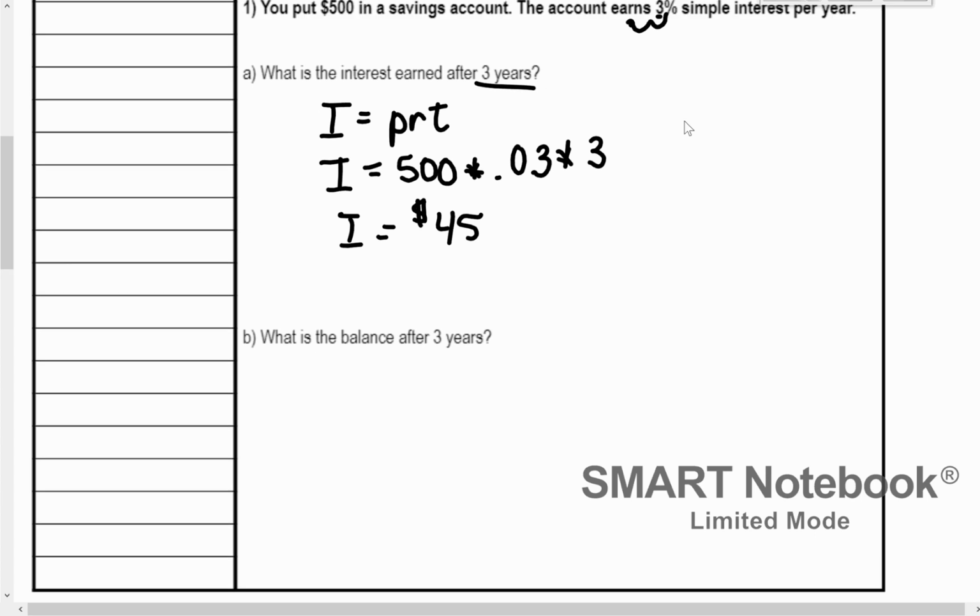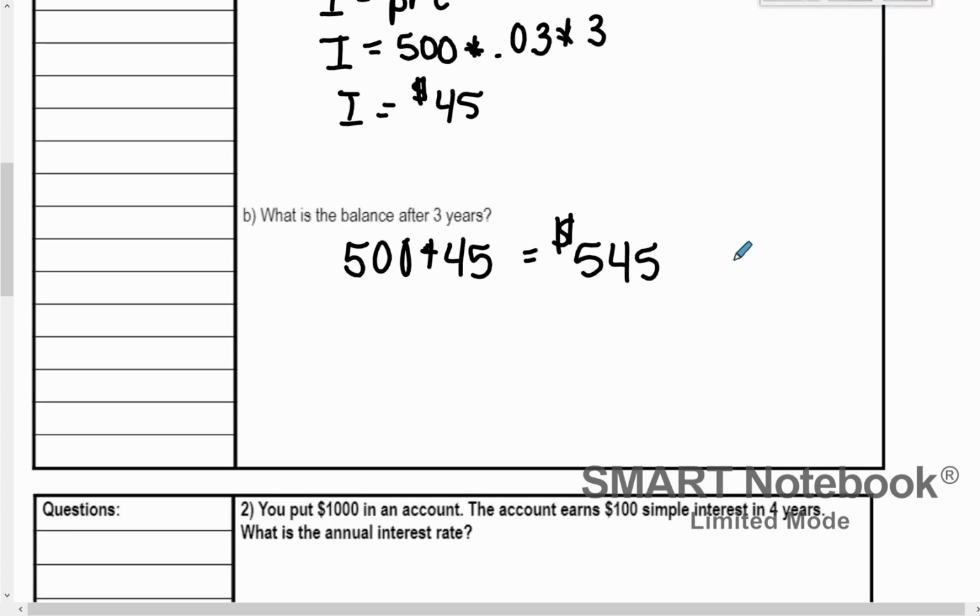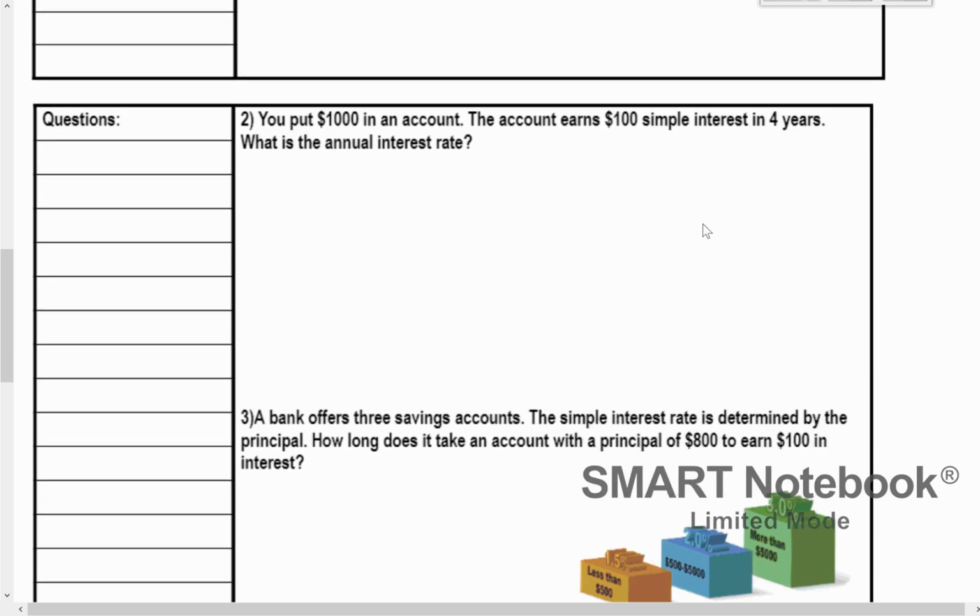Next question, what is the balance after 3 years? Okay, so we put $500 into the savings account. That's not changing. That money's staying there, but then we're also earning this $45 in interest. So we're going to have $500 plus the $45 that the bank is giving us, and we're going to have $545 in the bank after 3 years. All right, let's go on to some more examples.